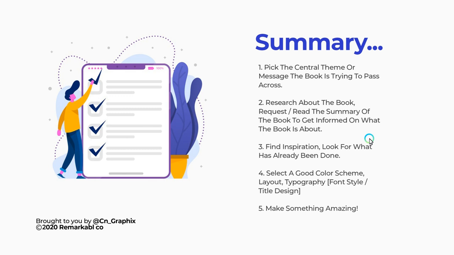The third one is to find inspiration, right? Look for what has already been done, right? Gather references. The fourth one is to select a good color scheme, get a good layout. This has to do with when you're researching and getting your references. Get a good typography or font style, title design. Develop your skill in this area because it will really matter.